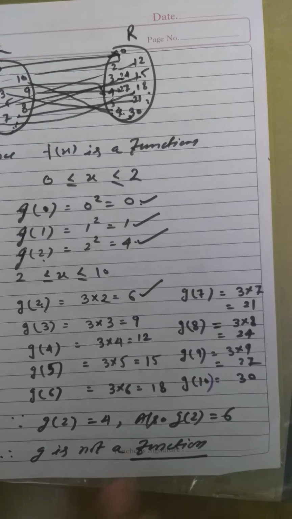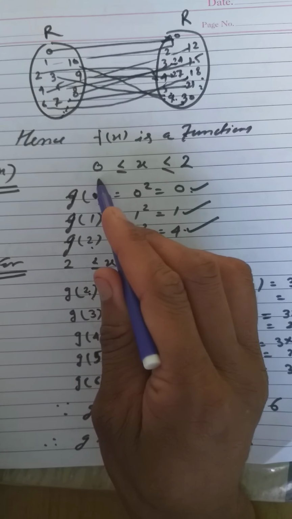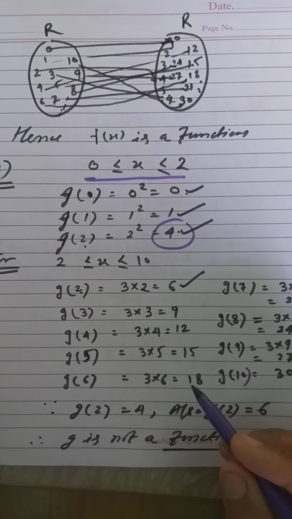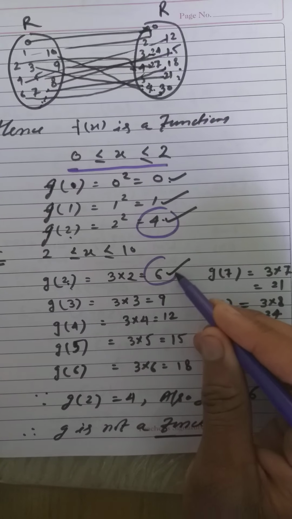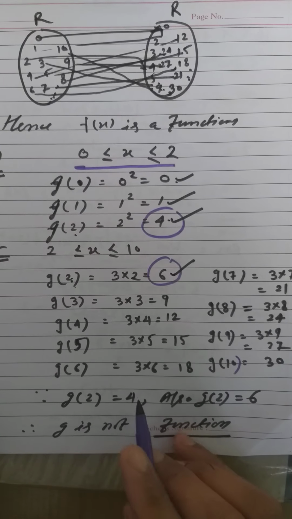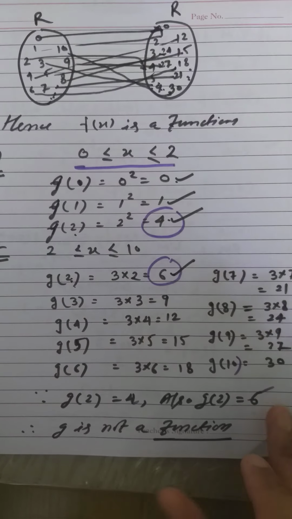Therefore, since g(2) equal to 4 from the first interval, and from the second one you are getting g(2) equal to 6. Since 2 has two images, 4 and 6, therefore g is not a function.